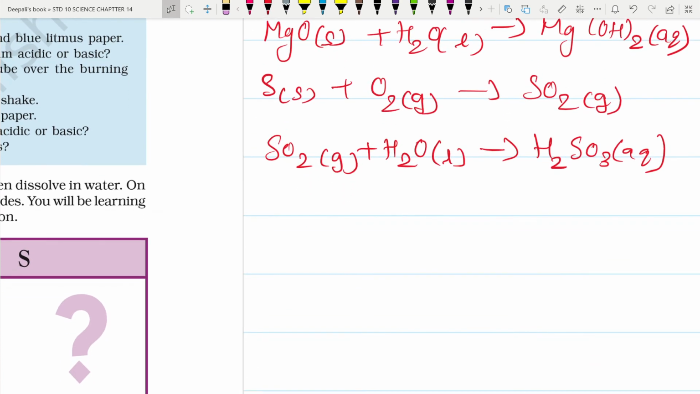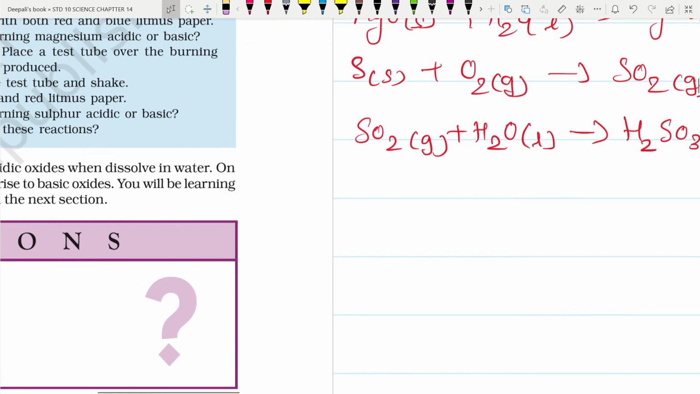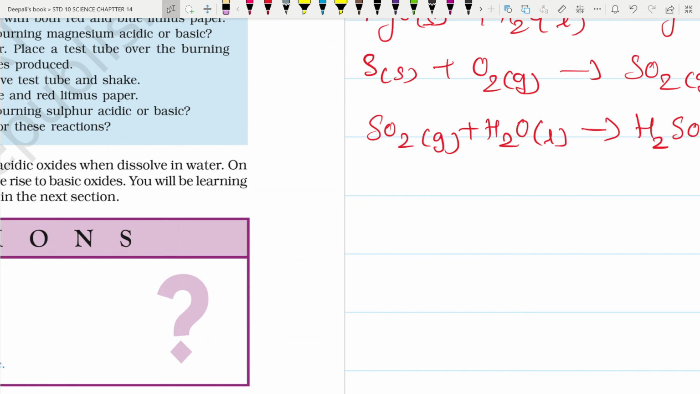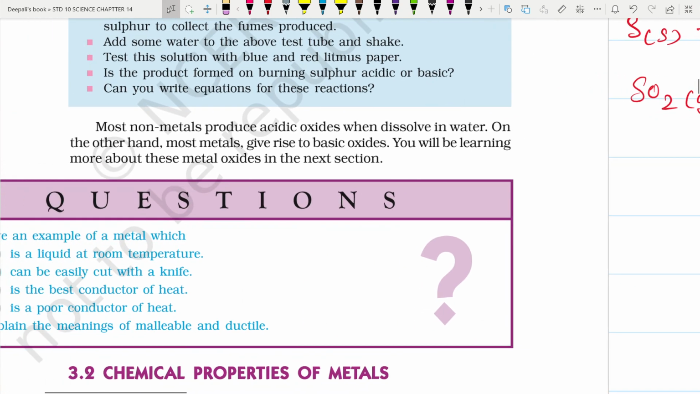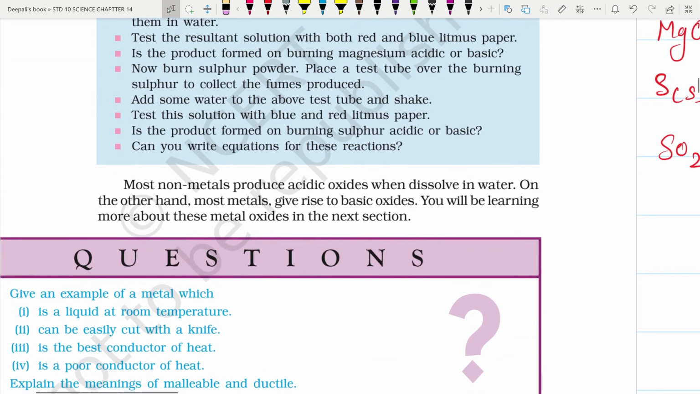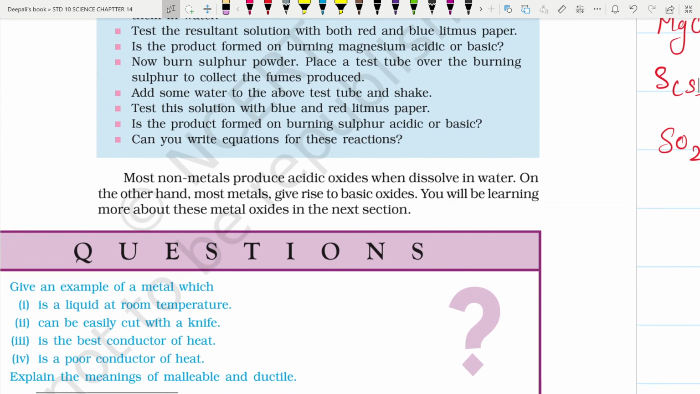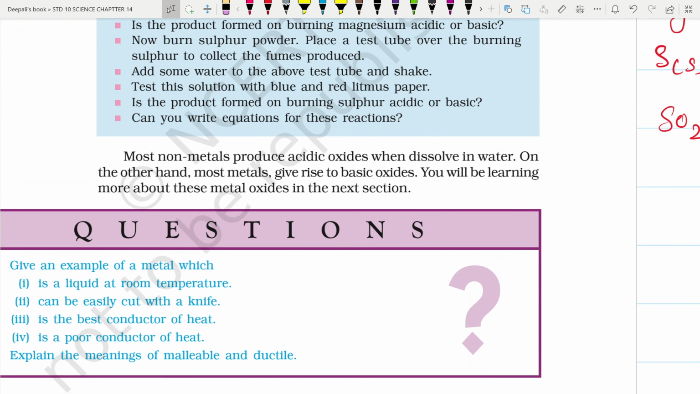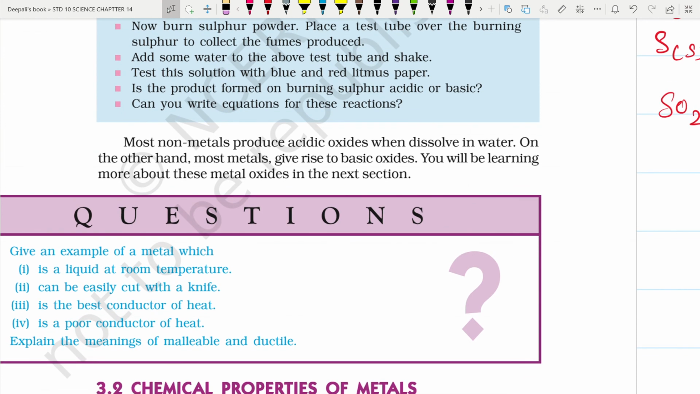So burning of magnesium ribbon and sulfur forms magnesium oxide and sulfur oxide respectively. Magnesium oxide turns red litmus blue as it is basic in nature, and sulfur dioxide turns blue litmus red as it is acidic in nature. So most of the non-metals produce acidic oxides when dissolved in water. On the other hand, most of the metals give rise to basic oxides. We will learn more about these metal oxides in the next section.